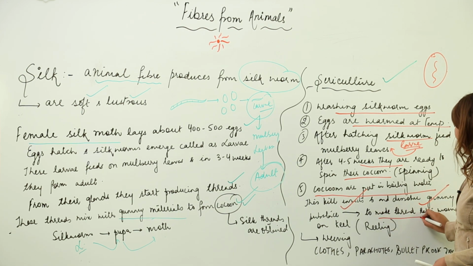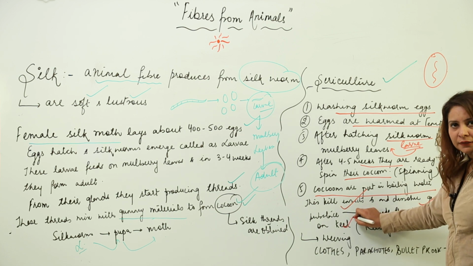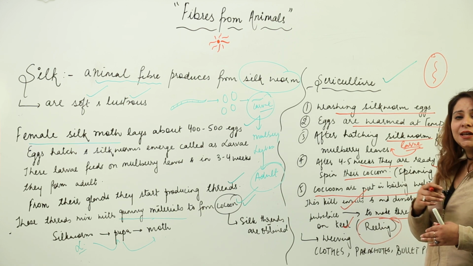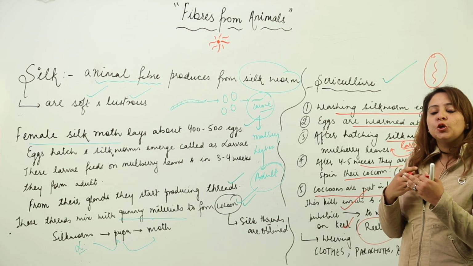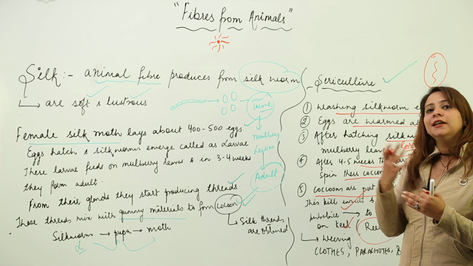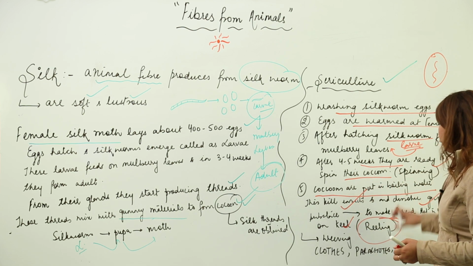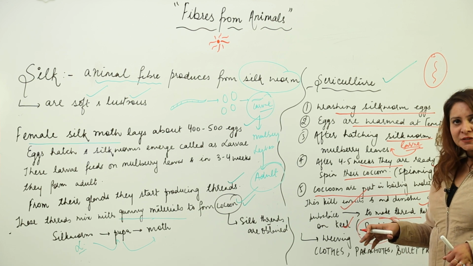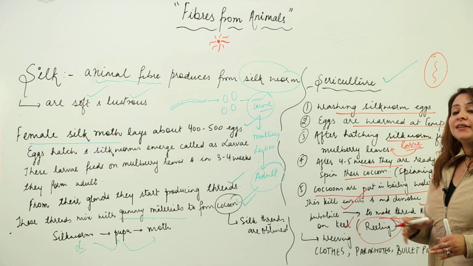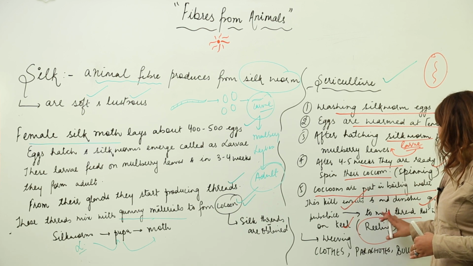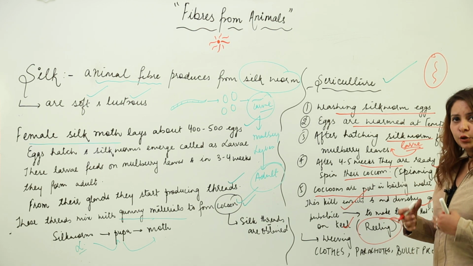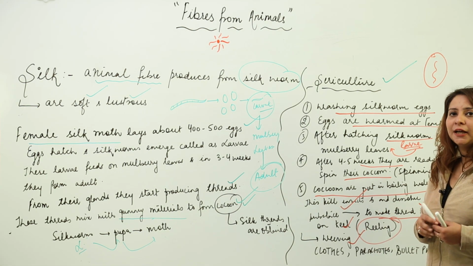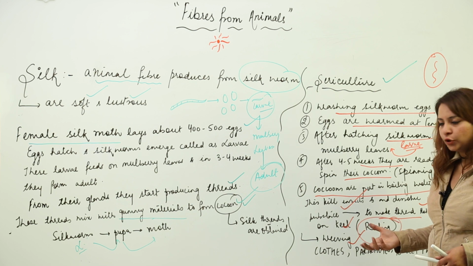Then we get the thread, which is wound on a reel, and this process is called reeling. So first is spinning, when the larva secretes the gummy substance and a cocoon is formed. Then it is followed by reeling: we put the cocoons in boiling water, which kills the insects and dissolves the gummy substance, and the thread gets separated and is wound on the reel. This is called reeling, followed by weaving, which can be done manually or by machines.